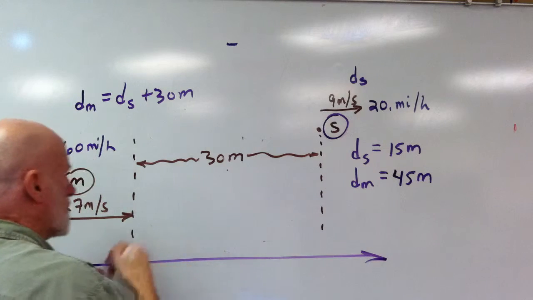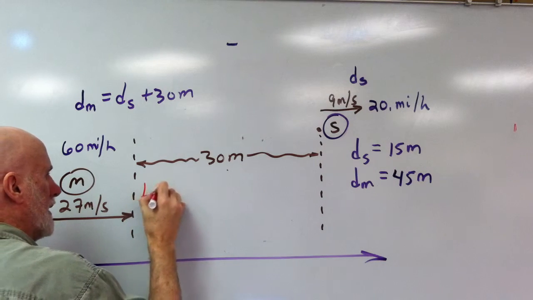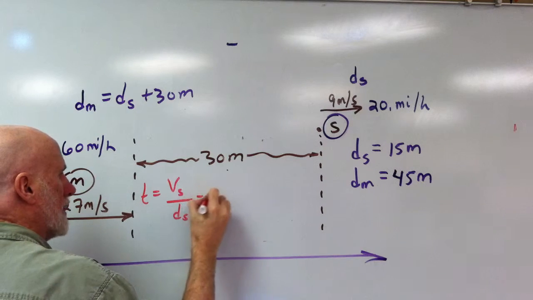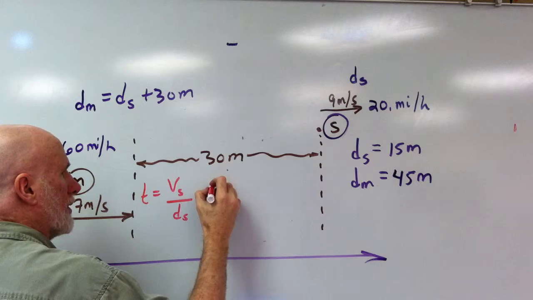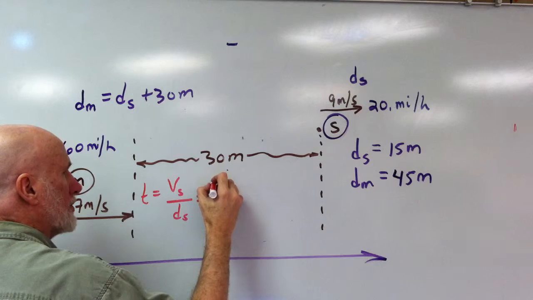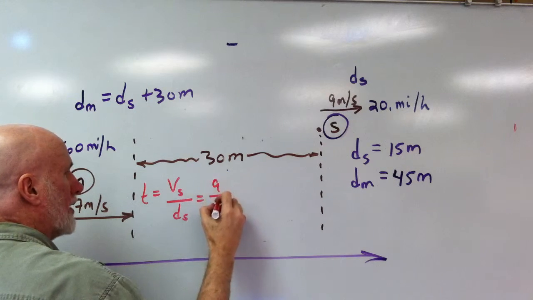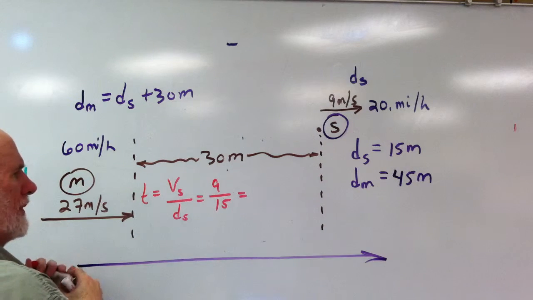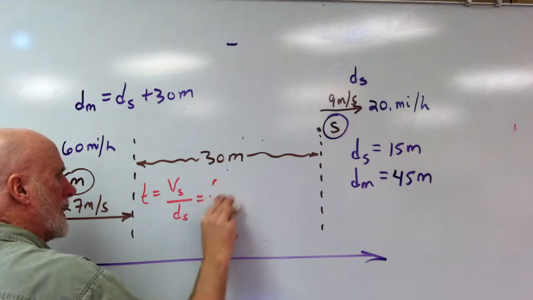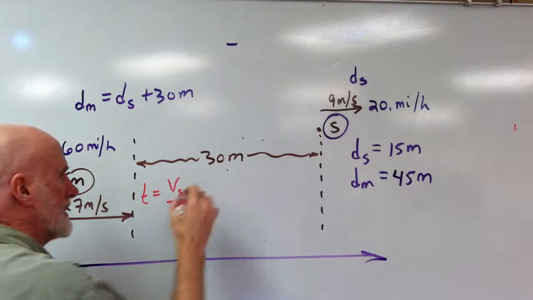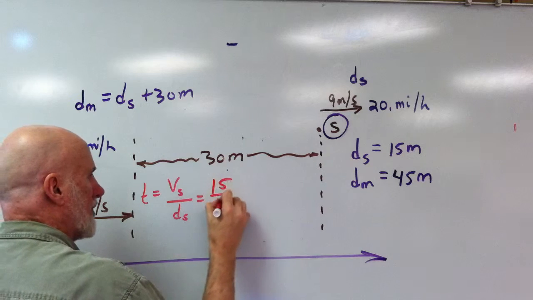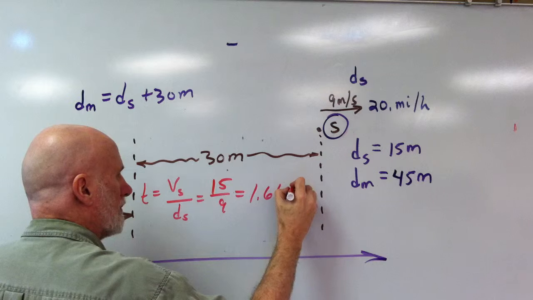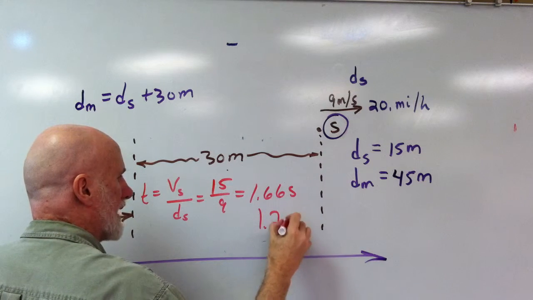So let's do it again. So let's say t equals vs over ds, which equals what? 1.7. Which equals 9 over 15, is that right? It should be 15 over 9. 15 over 9, excellent. Nice assist, Lana, nice assist. 15 over 9 equals 1.66 seconds. 1.7 seconds.